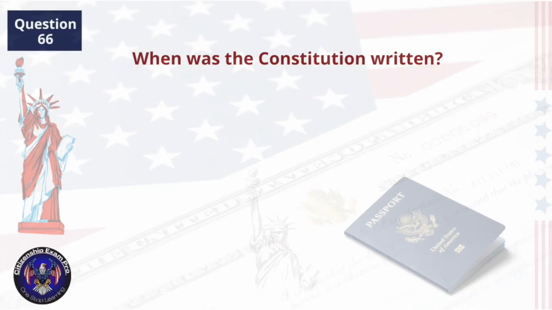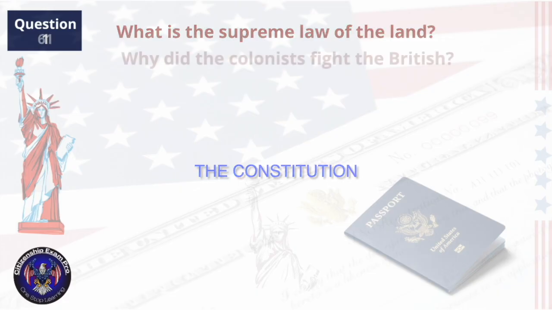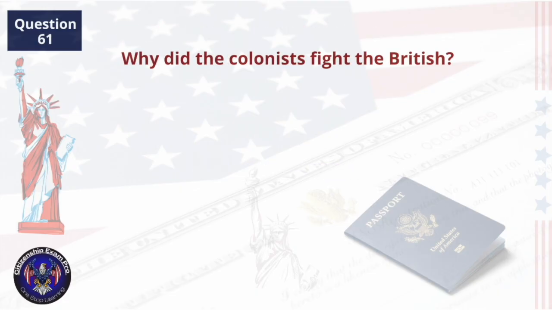When was the Constitution written? (1787). What is the supreme law of the land? The Constitution. Why did the colonists fight the British? Because of high taxes.